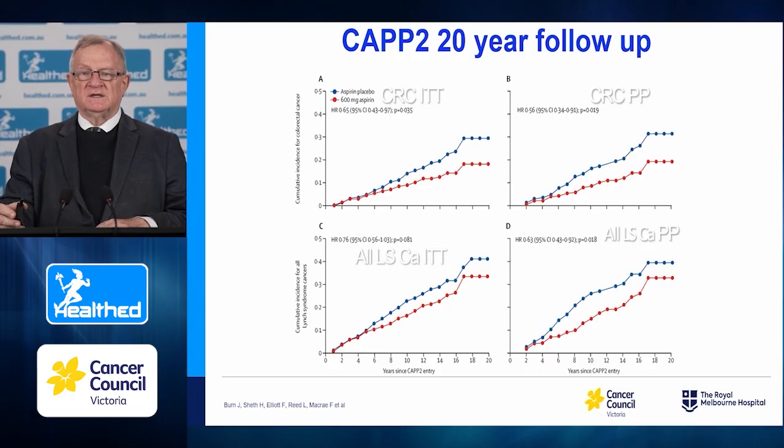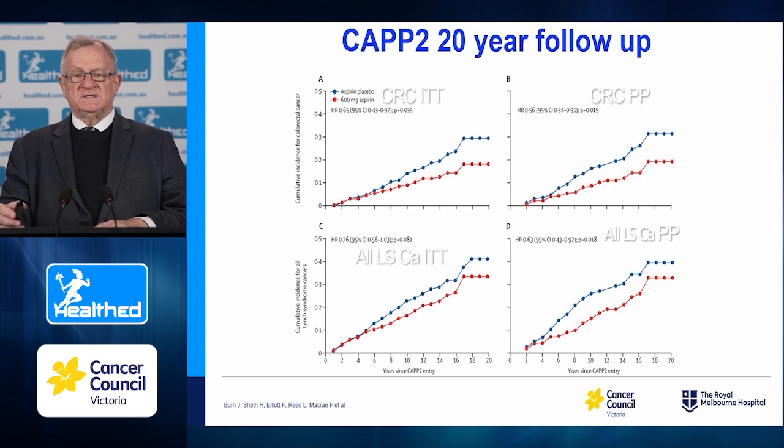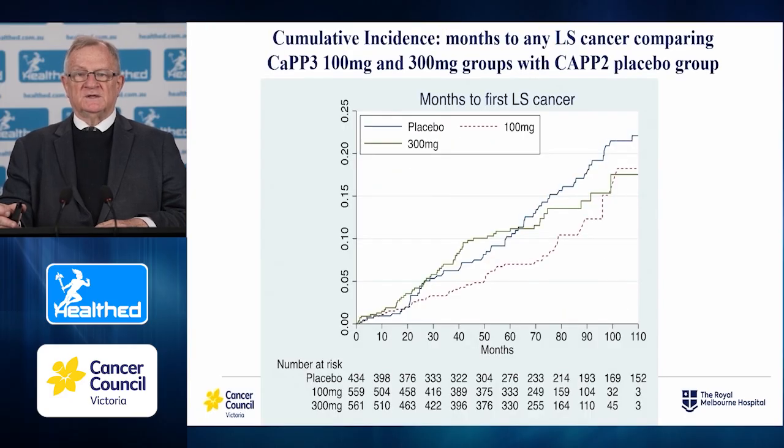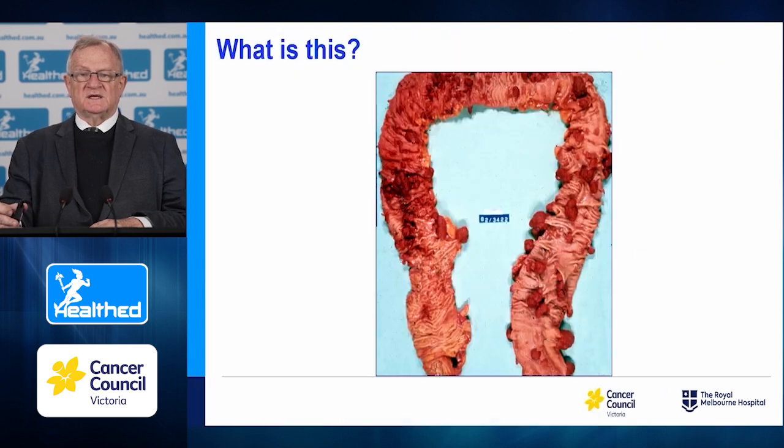There's still this separation in cancer from simply the administration of aspirin at 600 milligrams for 2 to 5 years. And indeed the same thing is seen with all Lynch syndrome cancers, including endometrial and other cancers, at significant levels, although not quite as strong as it is with colorectal cancer. CAP3 is about to be published in about a few weeks, and it's looking at whether 100 milligrams does the same job, and the short message is that it does. So you don't need 600 milligrams, you only need 100 milligrams to get the same benefit of protection against cancer.